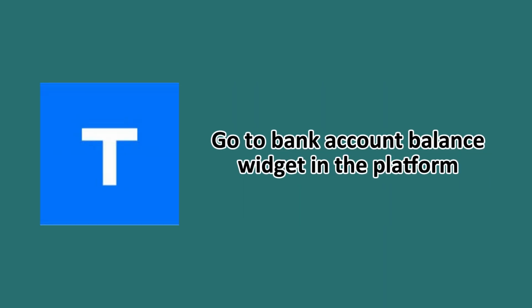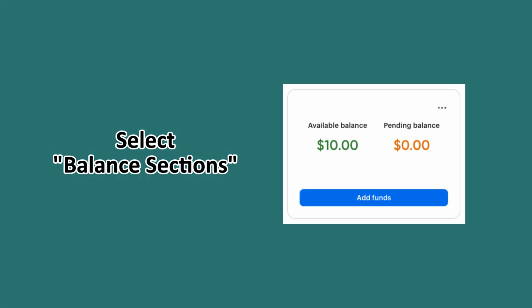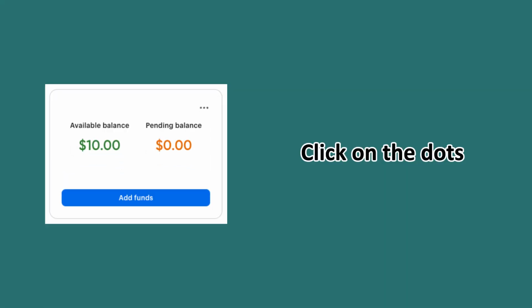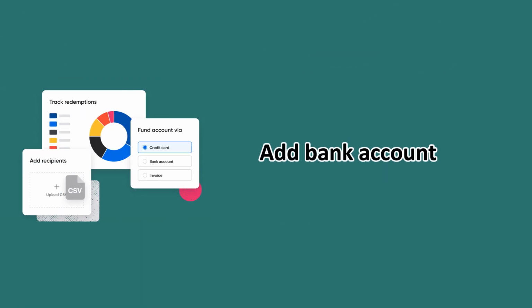Now the first thing you'll need to do if you meet this requirement is to go to the bank account balance widget in the Tremendous platform. This could be through Home or Billing. Then select Balance sections. Click on the three dots in the upper right hand corner and select Initiate Withdrawal. Then add the bank account for withdrawal or choose from an existing account which has been saved already.